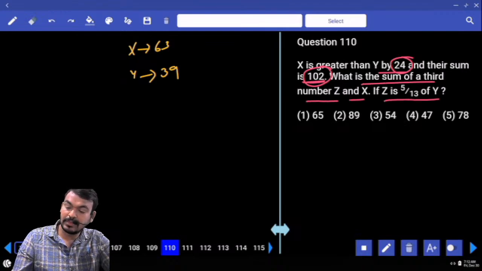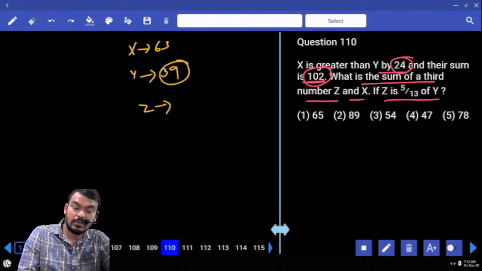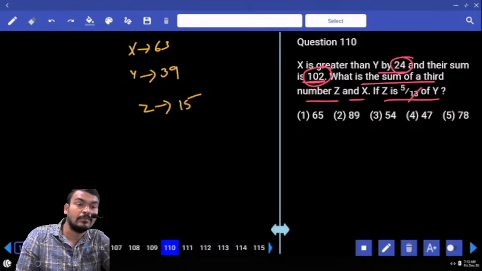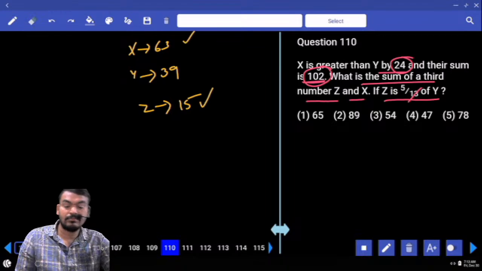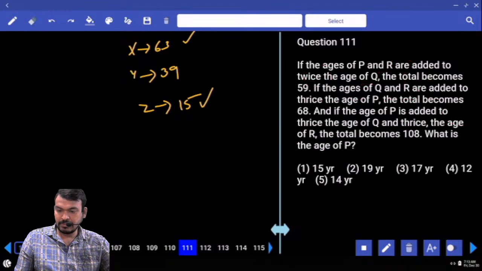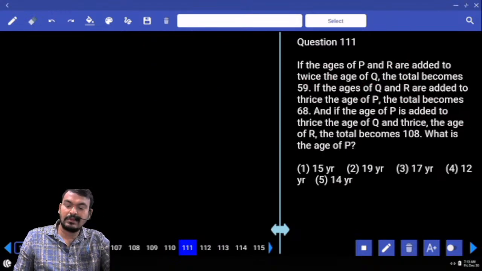What is the sum of the third number z and x? But z is 5 by 13 of the y value. What is the y value? 13. 13 is how many times 5? 3 times. 3 fives are 15. So z is 15. But we required x and z. What is the sum? 78.